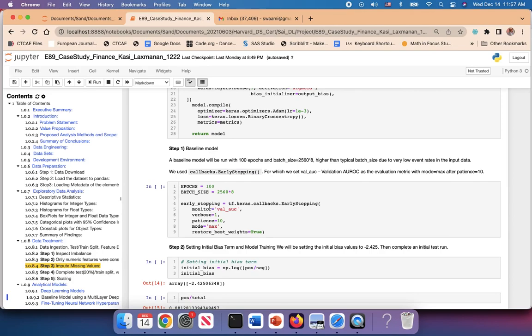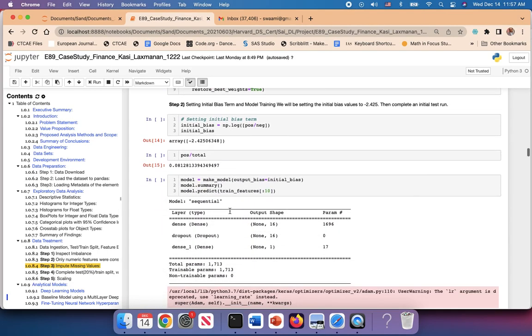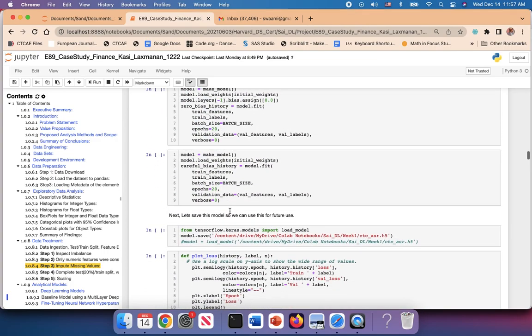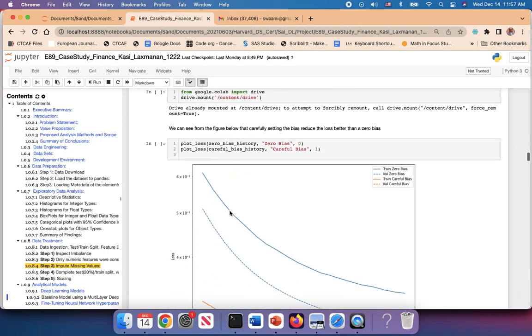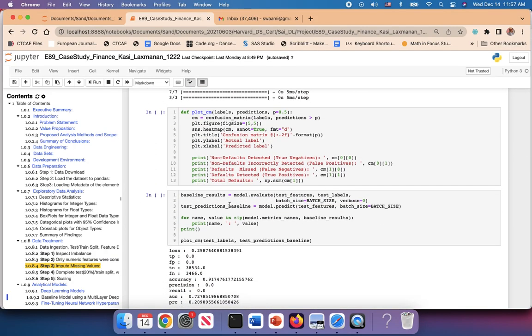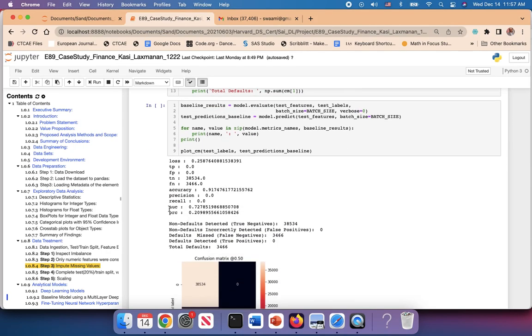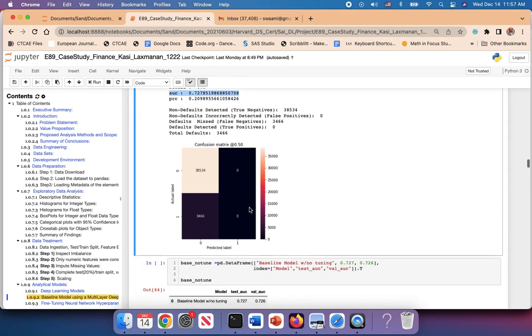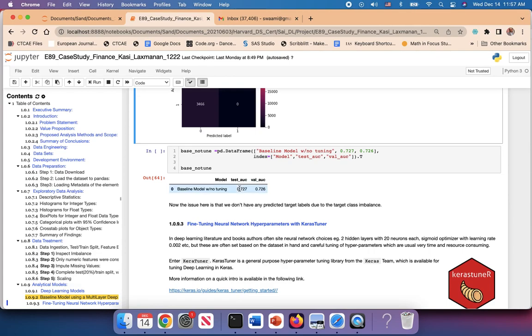We will use early stopping with patience 10 on the validation AUC, and then we'll go ahead and build a model and evaluate this model on the test population. We've defined some functions here that we can use repetitively through the process to evaluate, and we have a test AUC of 0.727 as shown here. This will be a baseline model that has no tuning.